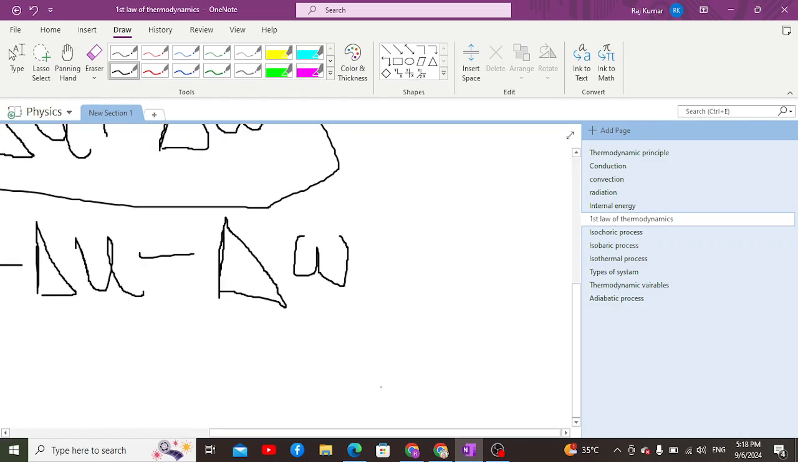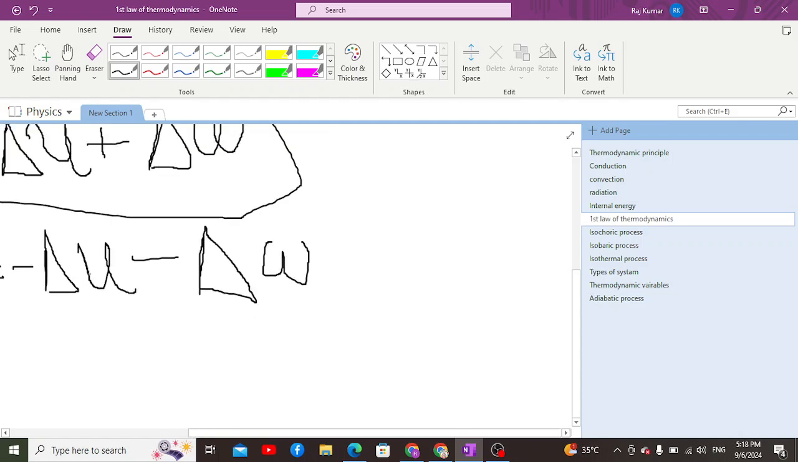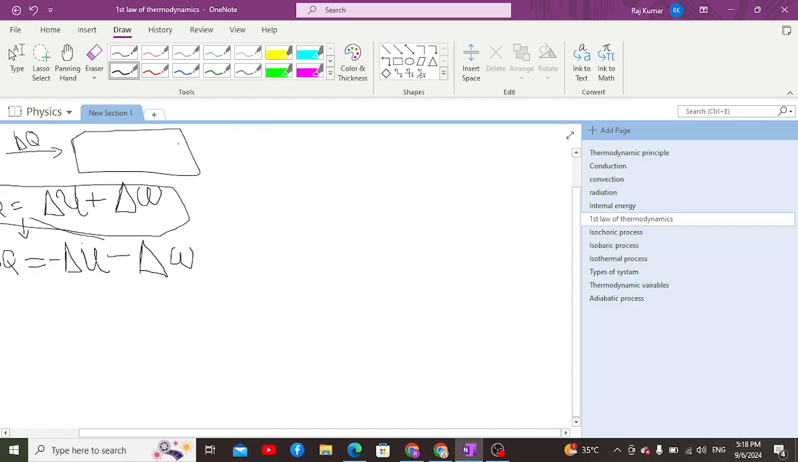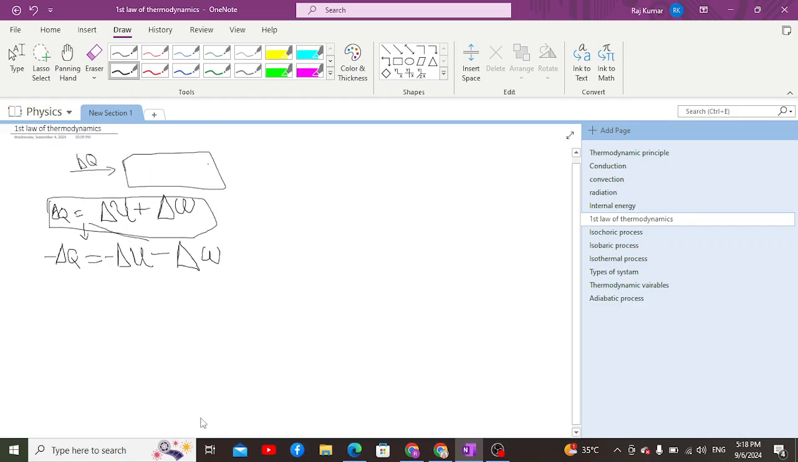Now, when it comes to further derivations, we can also manipulate this equation so that instead of getting a quantitative value of del Q, we can send del W to the left-hand side, and mathematically we can make it del U is equal to del Q minus del W.